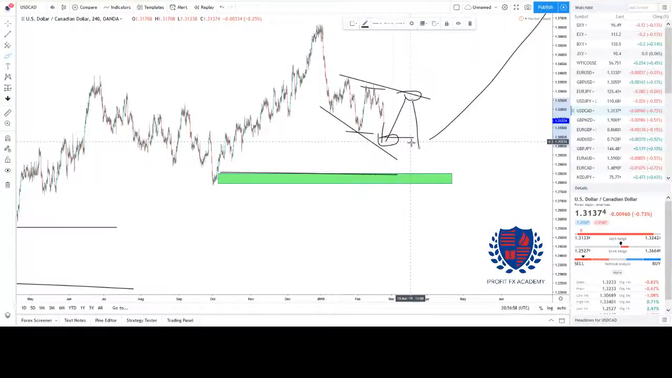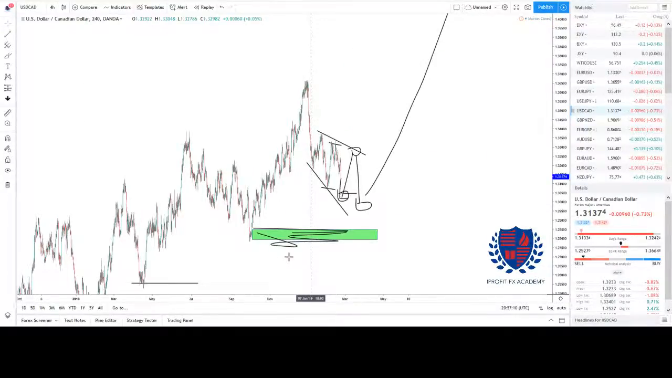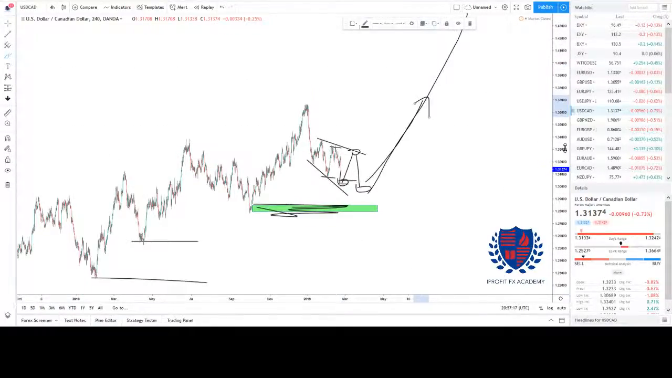So what? As soon as it breaks the low again, we're looking for reasons to buy again above this zone. Okay. Because we will have the continuation soon. All right. The market will break out of this correction to the upside. So that's what we're looking for on dollar CAD. And that's it for this week.